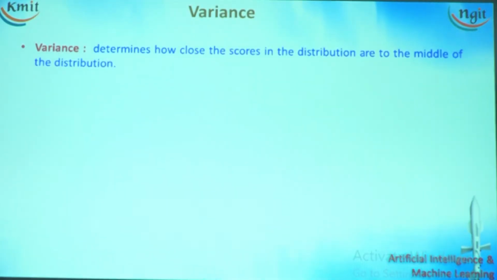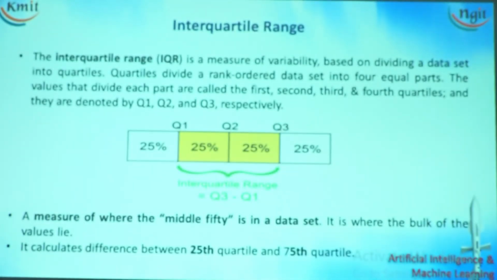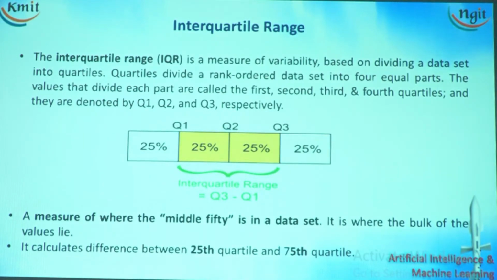Anyways, you can see here, in quartiles it calculates the difference between the 25th quartile and the 75th quartile. The 25th quartile there is Q1 and the 75th quartile there is Q3. Okay?